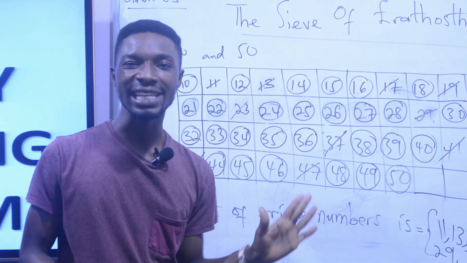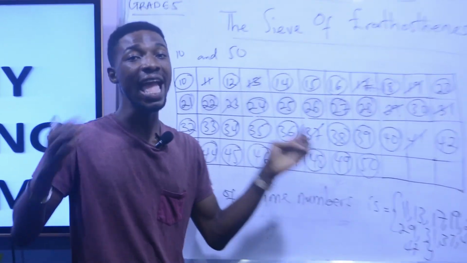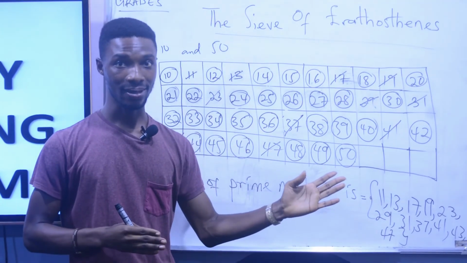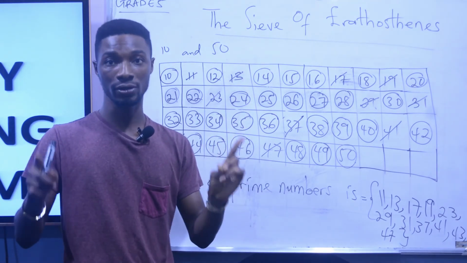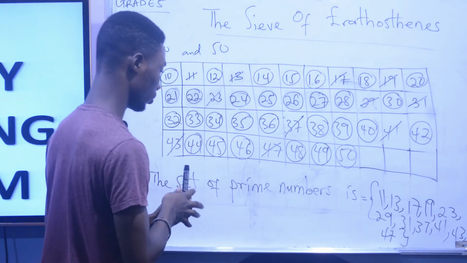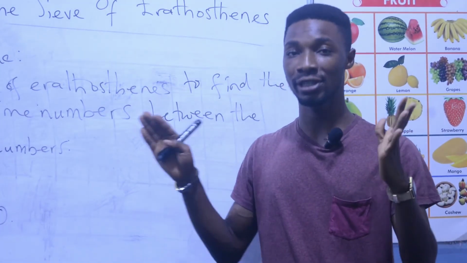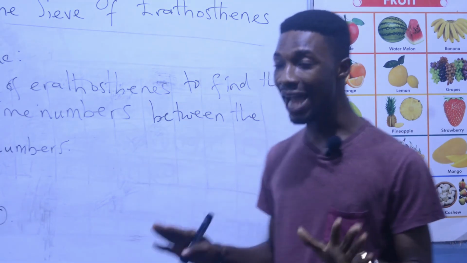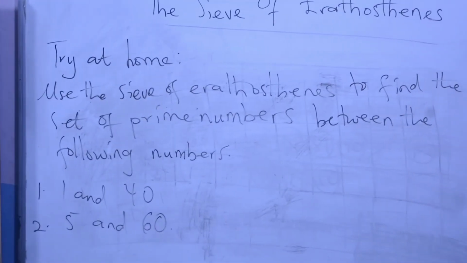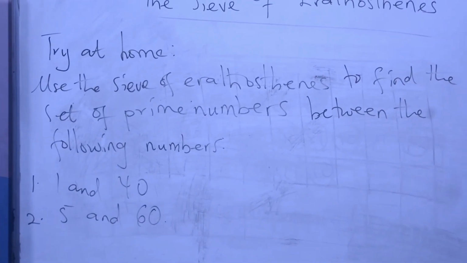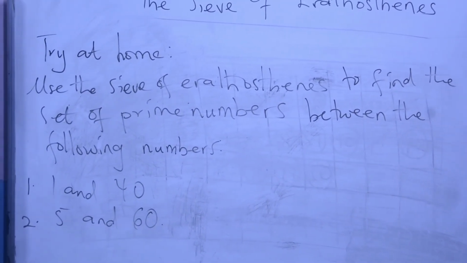You see how easier and faster it is to use this method to find a set of prime numbers between any two given numbers. Okay, I'm giving you this set of numbers to try whilst at the comfort of your home. So what you have on the board is the one you have at your disposal to try at home. Try using the sieve of Eratosthenes to find a set of prime numbers between the following numbers: 1 and 40, and then 5 and 60.